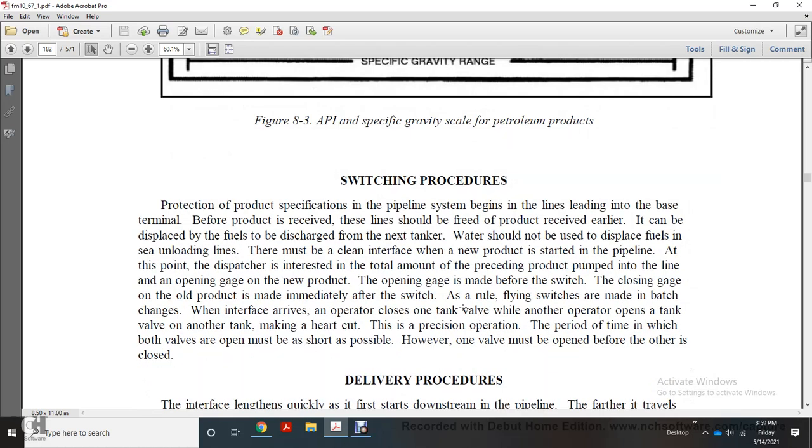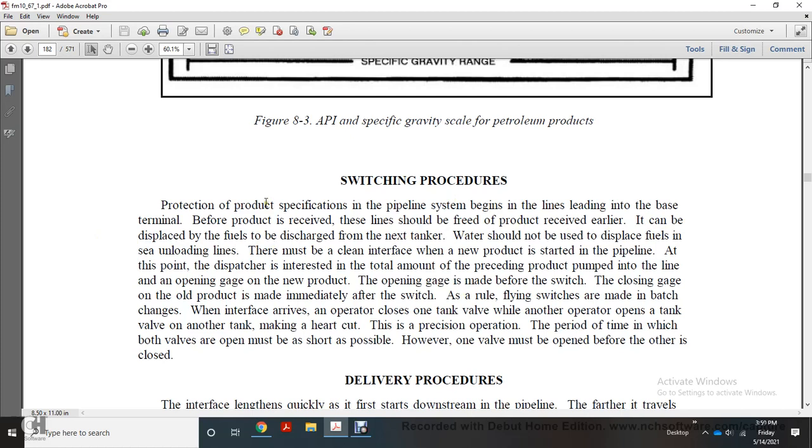Switching procedure. Protection of the product specification in the pipeline shall begin with the line leading into the base of the terminal. Product before receipt in the line should be kept free of the product received earlier. It can be displaced with the fuel of the discharge for the next tank. Water should not be used with the displaced fuel on the loading lines. There must be a clean interface with the new product started within the pipeline.